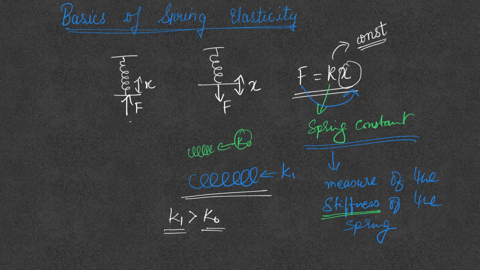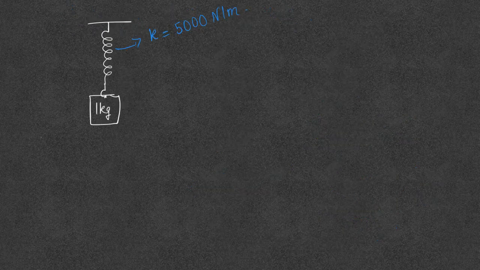This is very important to understand because we are going to solve a number of sums in which the springs will be put either in series or in parallel, and you need to understand what happens to the equivalent stiffness, or equivalent spring constant, when springs are put in series or in parallel.